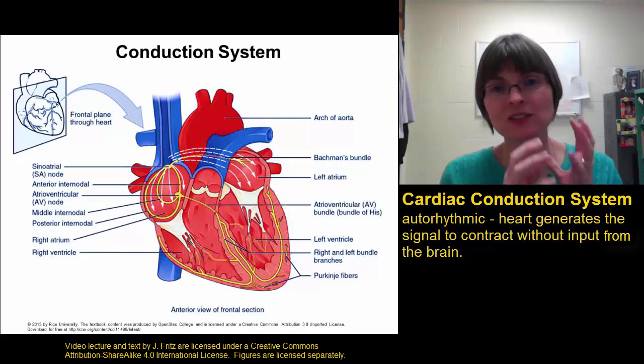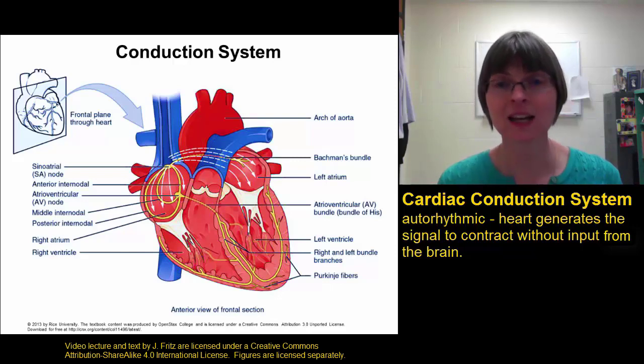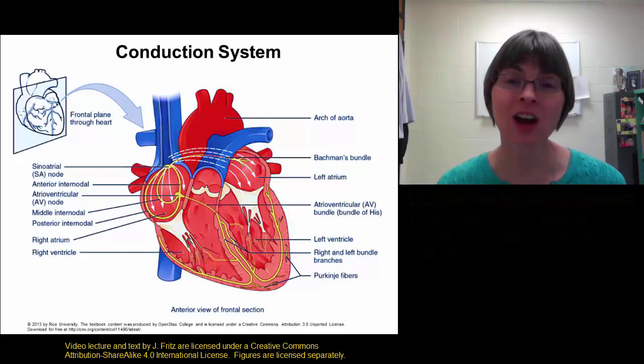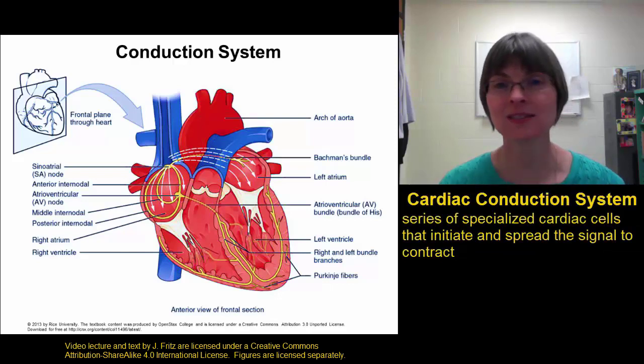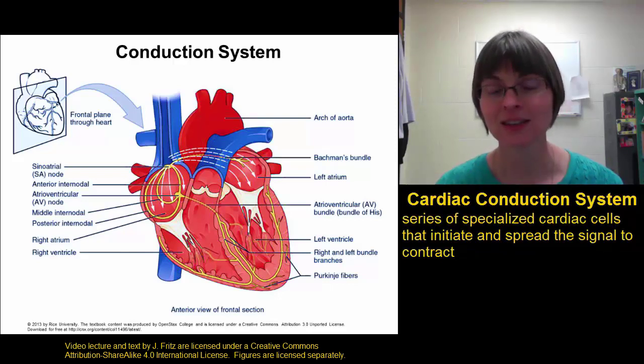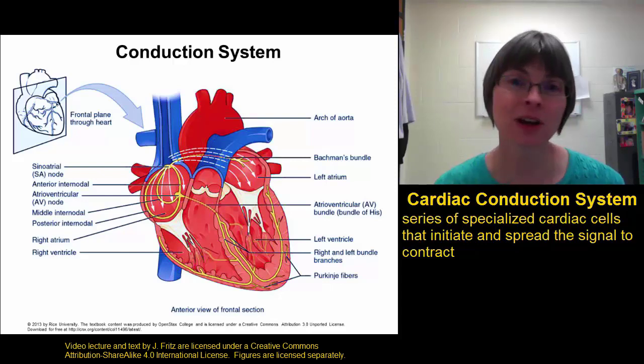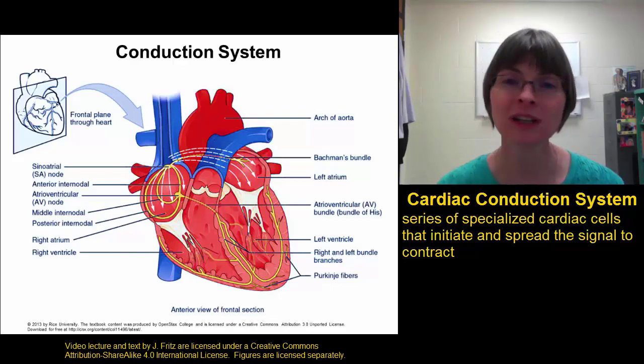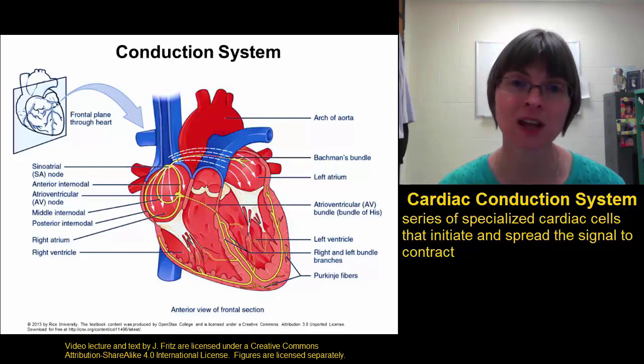But we need a way to spread the signal through the heart that's going to coordinate it so that we get the proper cardiac cycle. The cardiac conduction system is a set of specialized cells that initiate and spread the signal to contract. To get a better idea of how the cardiac conduction system is able to coordinate the events of the cardiac cycle, we need to take a closer look at the components of the cardiac conduction system.